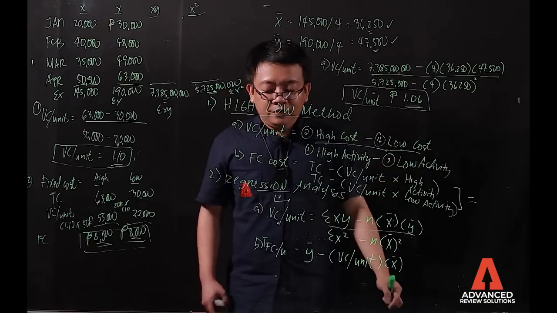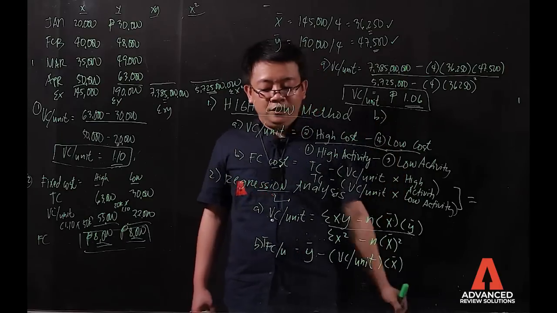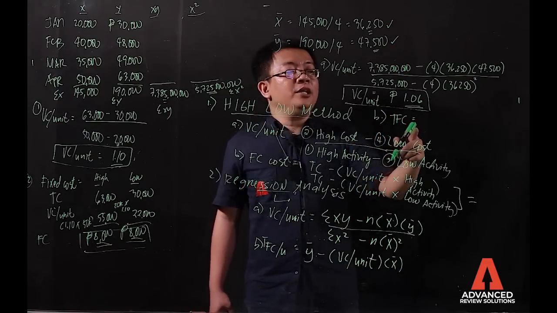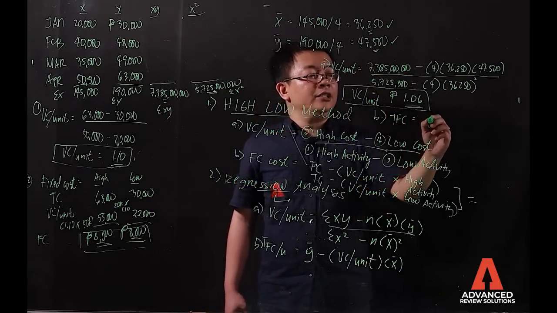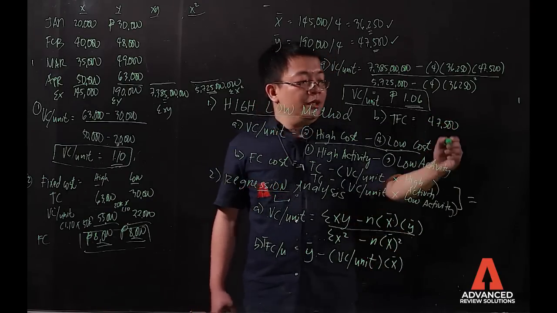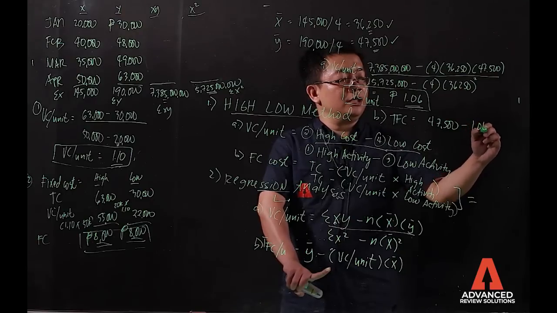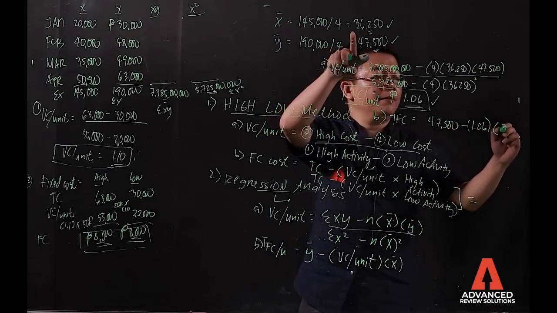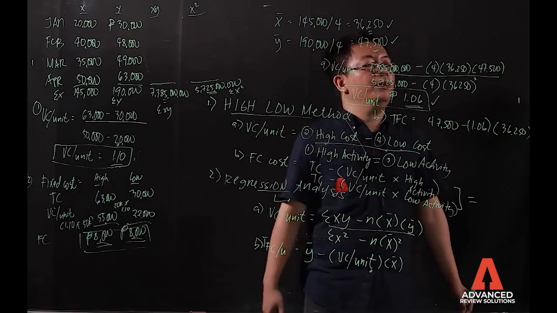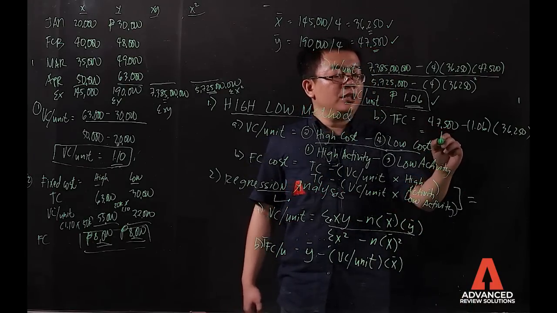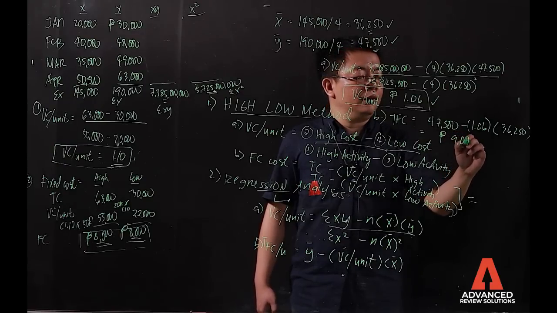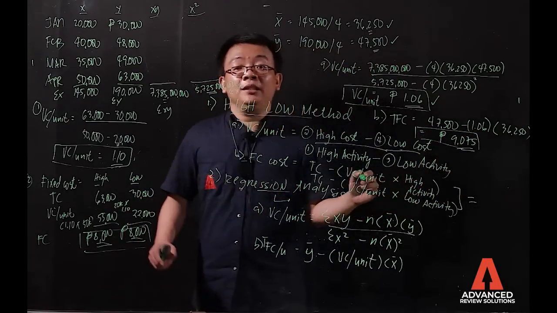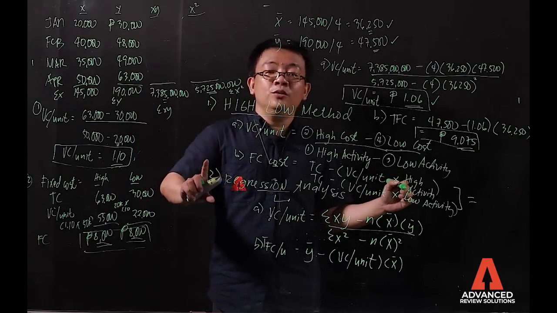How about the fixed cost in terms of your regression? Total fixed cost, how do we compute that? Fixed cost total is average of Y, which is 47,500, this is the formula, minus 1.06, multiplied by the average of X, which is 36,250. Compute it. How much is your fixed cost? I believe your fixed cost here is 9,075. So meaning, the results are quite close if you use the high-low method and if you use regression analysis.